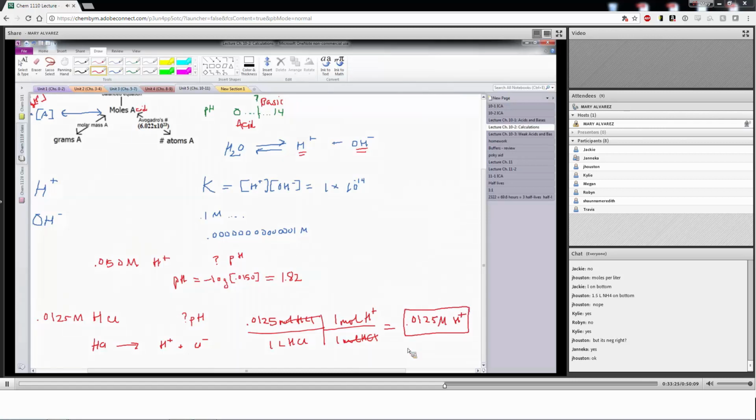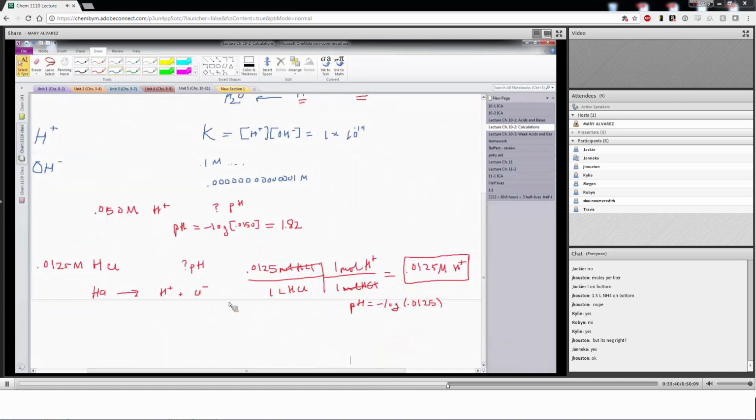And that's what I can plug into my pH equation to say my pH is the minus log of my 0.0125, because that's my H plus. All right, so if I give you the whole acid rather than just the hydrogen ion, then pulling out how many hydrogen ions are formed by that acid and then plugging it in is the next step. Okay. Anybody confused by what I did there? Any questions in particular?